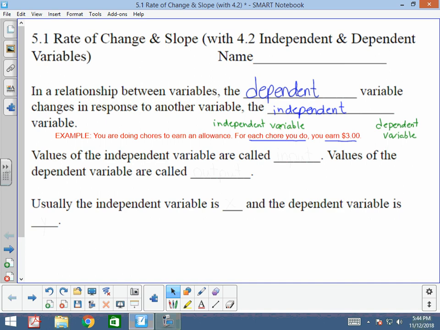All right, so values of the independent variable are called the input. Values of the dependent variable are called the output. Usually when we're dealing with graphs and x and y's, the independent variable is the x. That's where we input, and the dependent variable is the y, or the output.